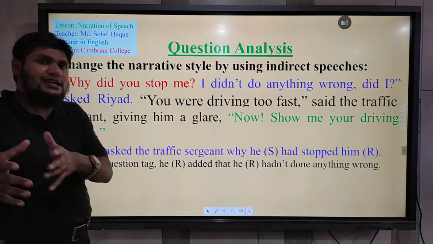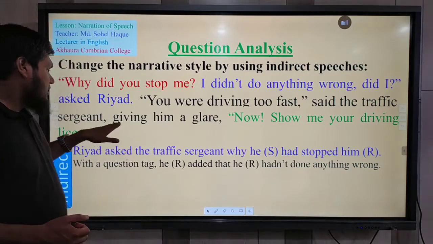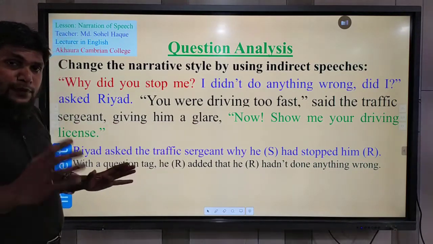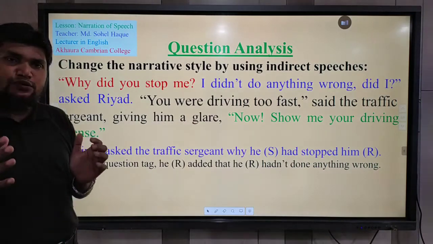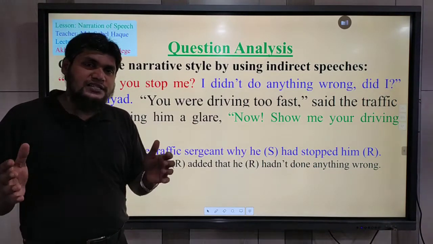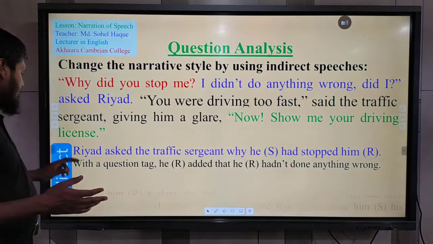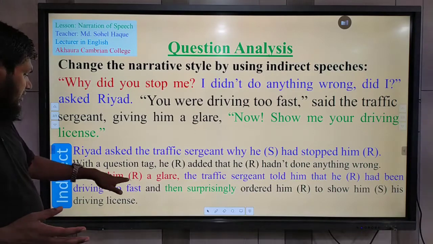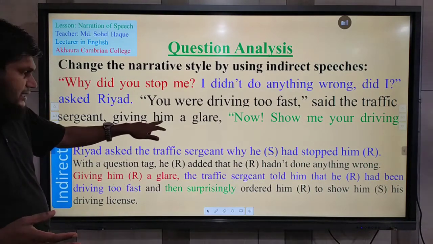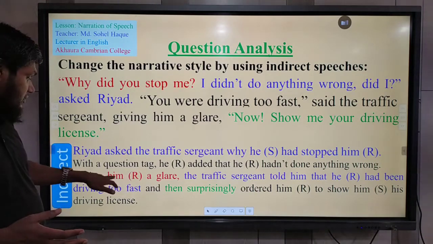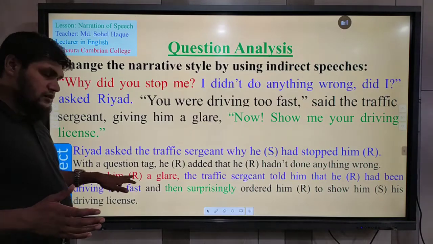Glare means to stare at him. Giving him a glare. If you find any phrases like that, you should use them at the beginning of the speeches. It would be easy for you. So give a sense like this. Giving him, that means R. This him refers to R, Real. So I used R.